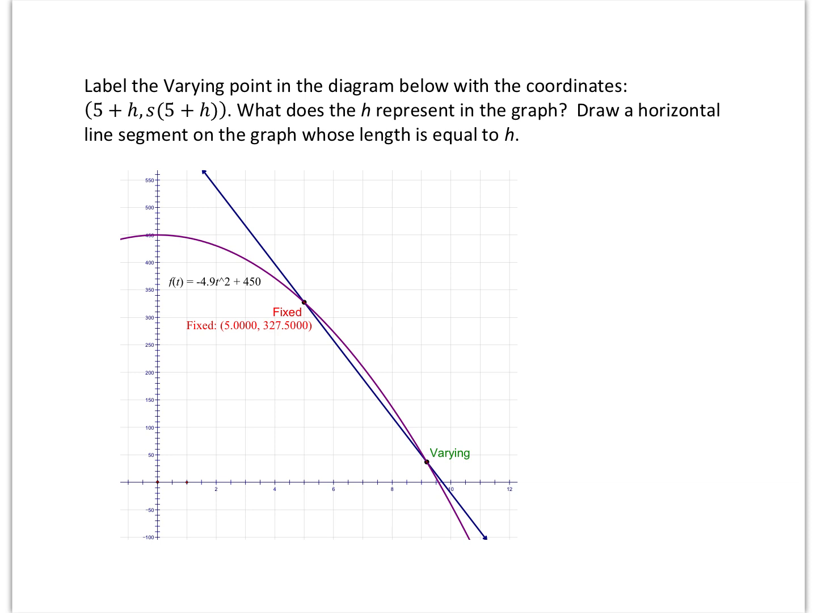That's the height of the ball. Then I have a point here, my fixed point, which is 5 comma s of 5, or 5 comma 327 and a half. This is called my fixed point. It's not going to move. And then I have a varying point, another point somewhere to the right, and we are going to label this varying point 5 plus h, comma s of 5 plus h.